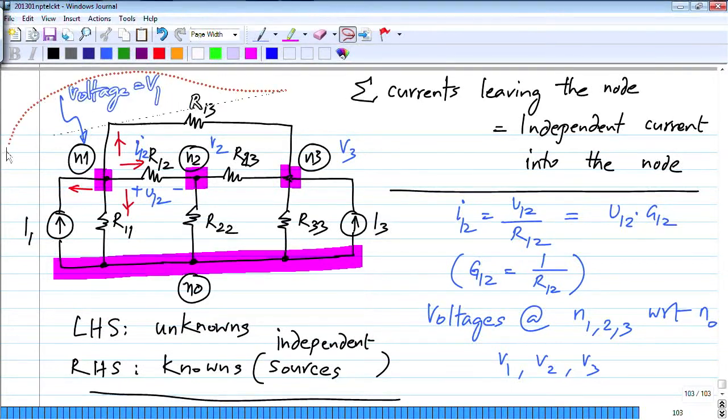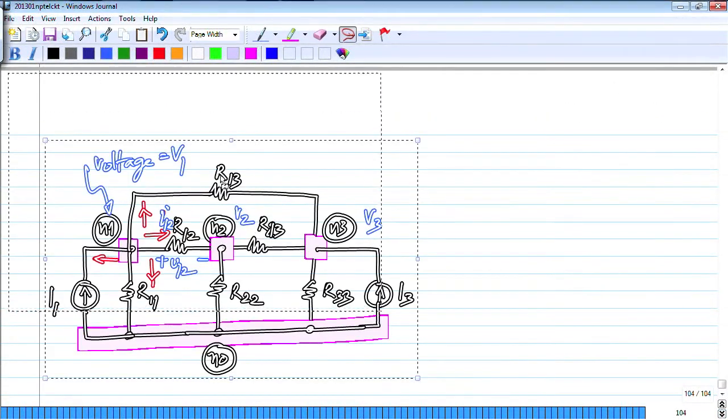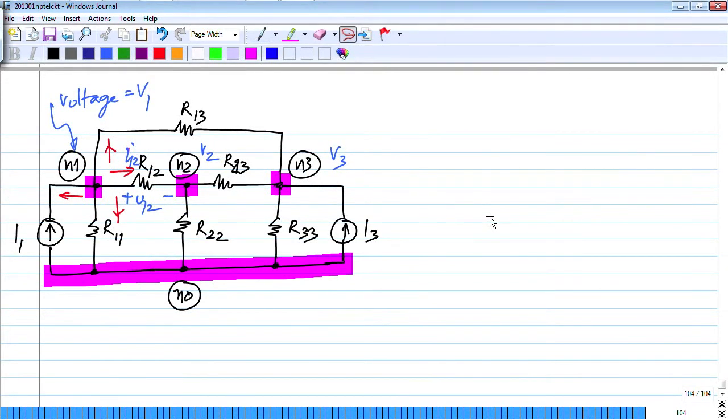So now let me go ahead and write the equations in the manner I described. Now the KCL at node N1 will be the sum of these currents, current through R11, current through R12, current through R13, the sum of those equal the current flowing into this node, which is I1. So first of all, the current through this R11 is V1 divided by R11, or V1 times G11.